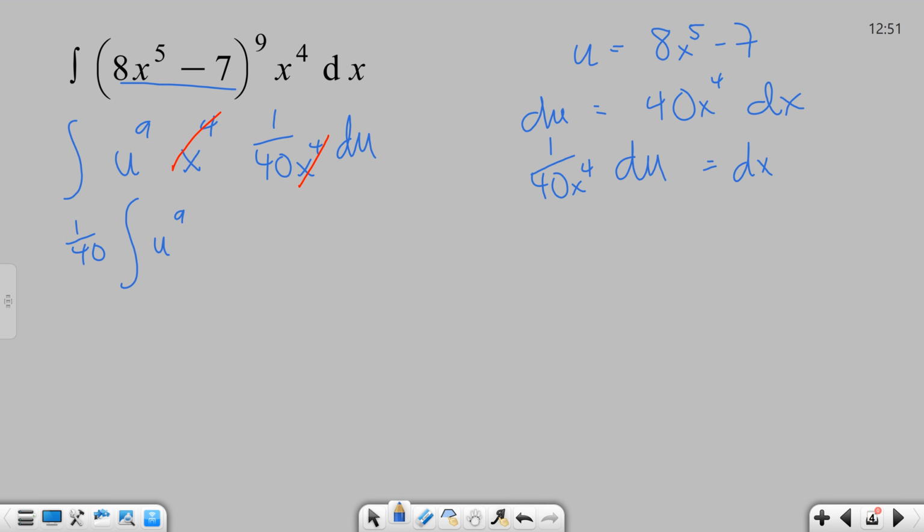1/40th times the integral of u to the 9th du. Once the substitution is done and all the canceling is done, since I only have u's, I'm happy. If you do the substitution and the canceling and you're left with u's and x's, you chose poorly. All right, so this becomes 1/400th u to the 10th plus c.